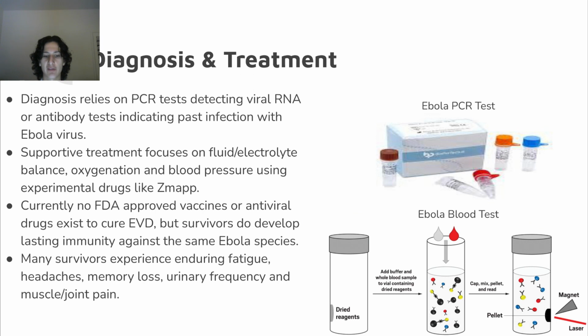Next, treatment and diagnosis of Ebola disease rely on tests like polymerase chain reaction tests that detect viral RNA or antibody tests, which indicate past infection. Supportive treatment focuses on balancing fluids and electrolytes, maintaining adequate oxygenation and blood pressure. Experimental drugs like ZMapp help alleviate symptoms but can have side effects including fever, shock, nausea, and diarrhea.